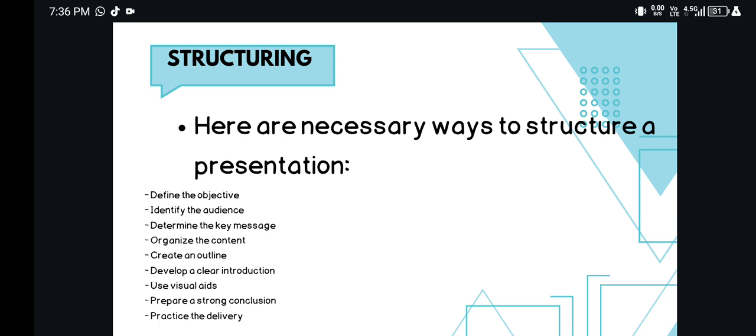Then you can start by developing a clear intro, whether it's using a quote, statistics, or did-you-know facts. A clear intro that is also captivating, and also use visual aids, because we don't want to just be seeing words, words, words. We want to see beauty in your presentation, and by doing so, you captivate your audience. Now, prepare a strong conclusion and practice your delivery. Remember to start strong and end strong.